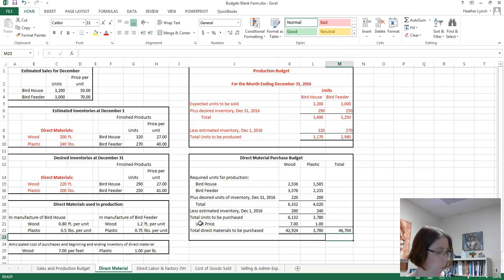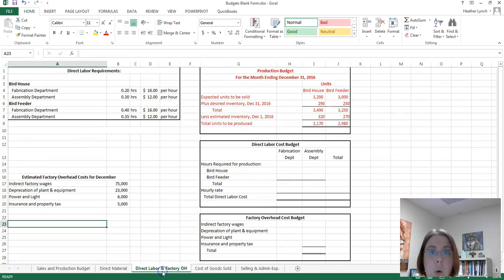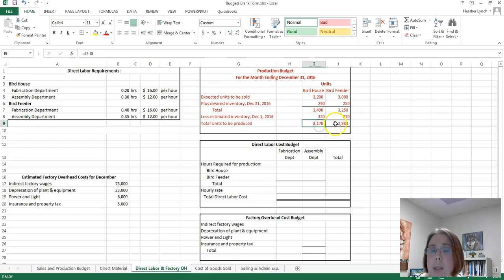Okay, we're back. So what we did was we just created the direct material purchase budget. So now I need to create the direct labor cost budget, and we're going to do the factory overhead cost budget. And again, I've used the format that we've used in the book. I also need that production budget, because I need that 3,170, that 2,980. I have direct labor requirements.